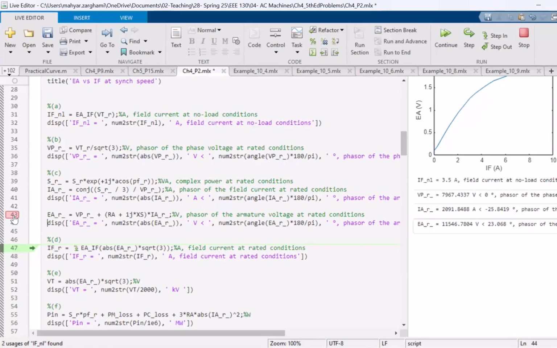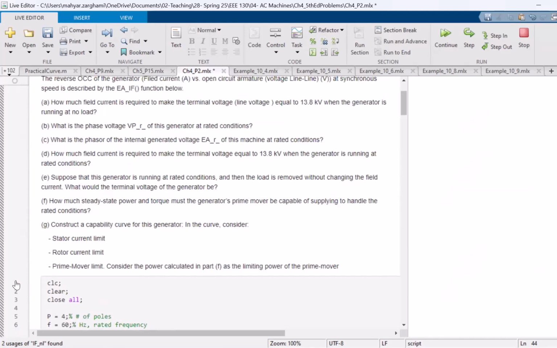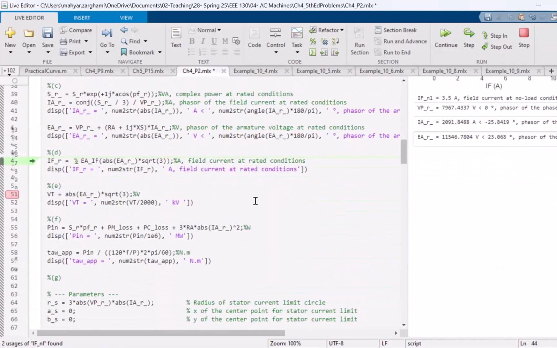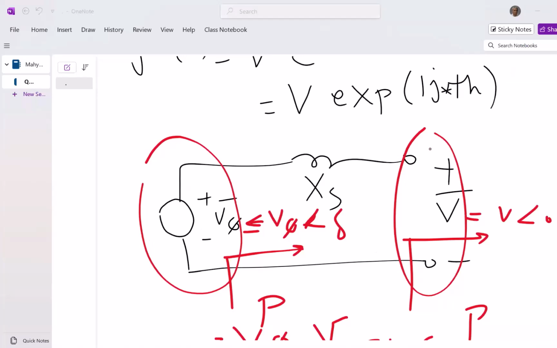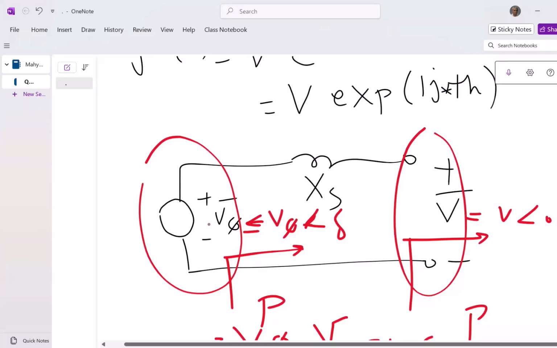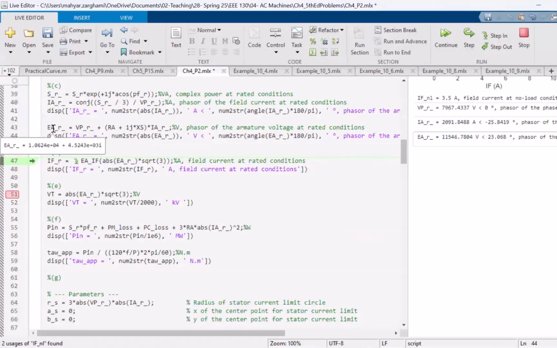Now, in part D, we're talking about how much field current is required to make the terminal voltage equal to 13.8 when the generator is running at rated conditions. Remember, because we are working under rated conditions, there is a difference between this voltage and this voltage. The voltage we found is the one related to the open circuit curve, not this one. So you have to really look at this voltage. Under rated conditions, this is 13.8, but this voltage is something else, which we found in here. That's the voltage over there.